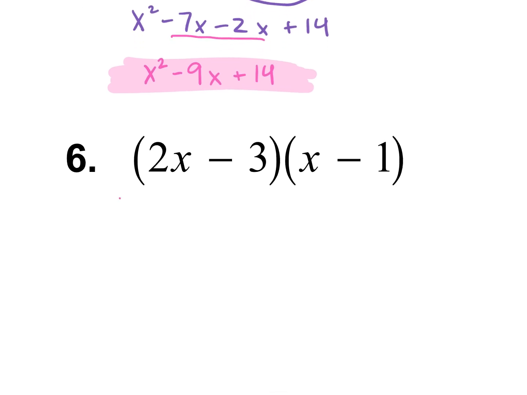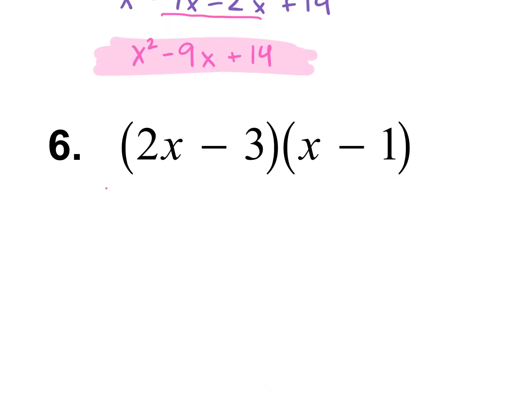Let's do number 6 right below it. So what would I multiply first? 2x times x would be what? 2x to the power of 2. What would be next? What's 2x times negative 1? Negative 2x. And then what?